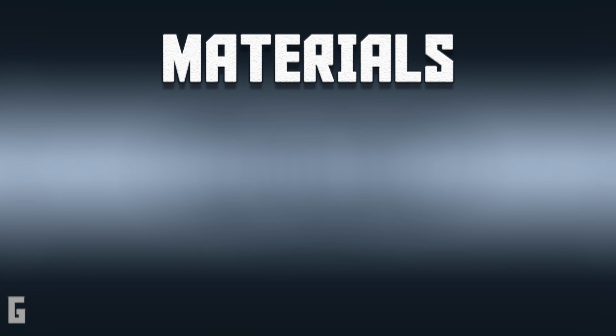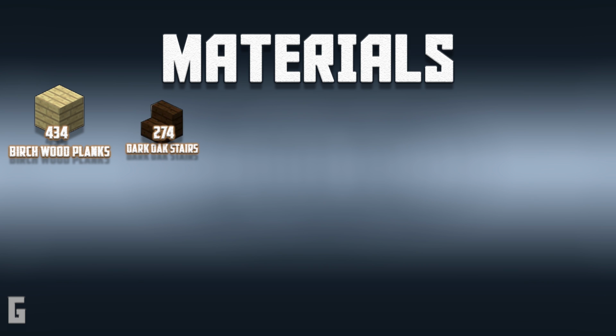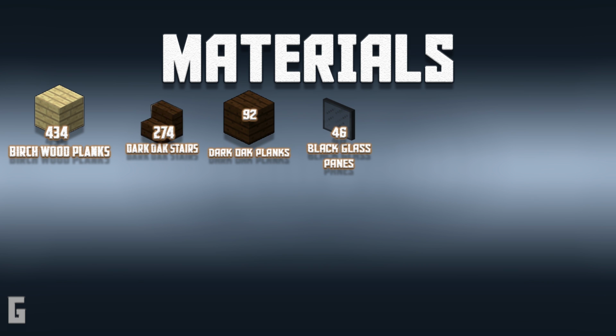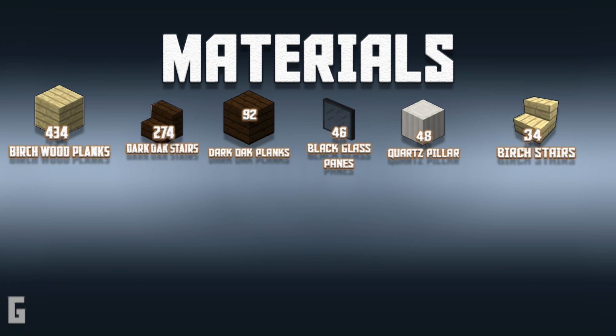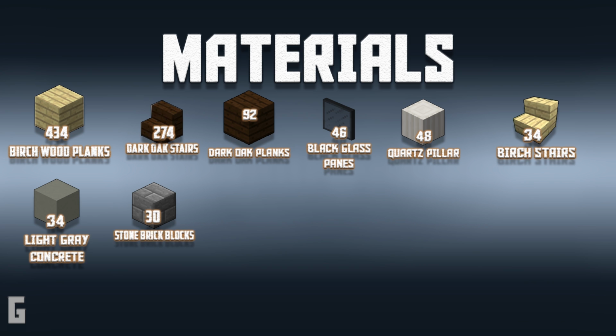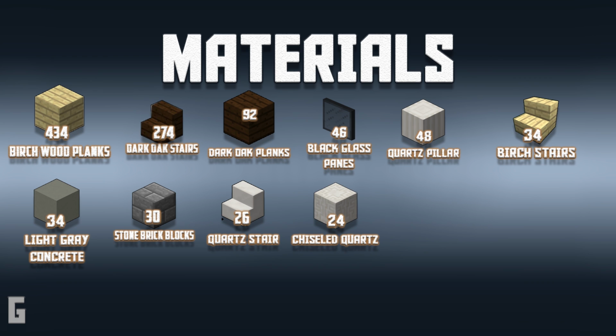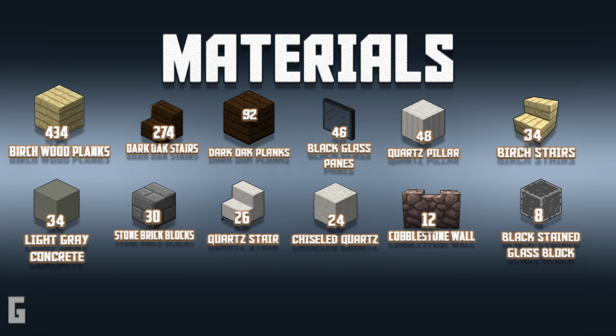The materials you will need to create the suburban house are 434 birch planks, 274 dark oak stairs, 92 dark oak planks, 46 black stained glass panes, 48 quartz pillar blocks, 34 birchwood stairs, 34 light gray concrete blocks, 30 stone brick blocks, 26 quartz stairs, 24 chiseled quartz blocks, 12 cobblestone wall sections, 8 glass blocks, 8 doors, and 4 stone buttons.